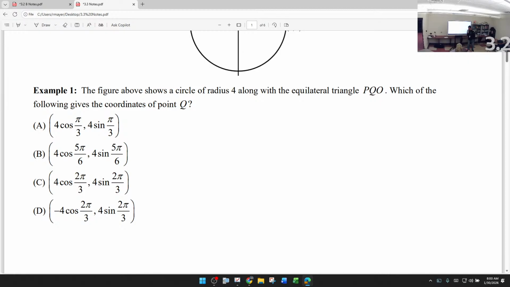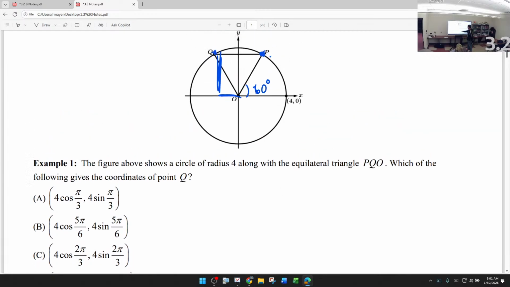Some students might jump right in and say D is the answer. But where is 2 pi over 3? So now we got to do it. You can't answer this without knowing this class. So 2 pi over 3, that's the same as what? 4 pi over 6. Okay with that? So this is 1/6, this is 2/6, this is 3/6. So that's 4 pi over 6, which is 2 pi over 3. So Q is at 2 pi over 3.